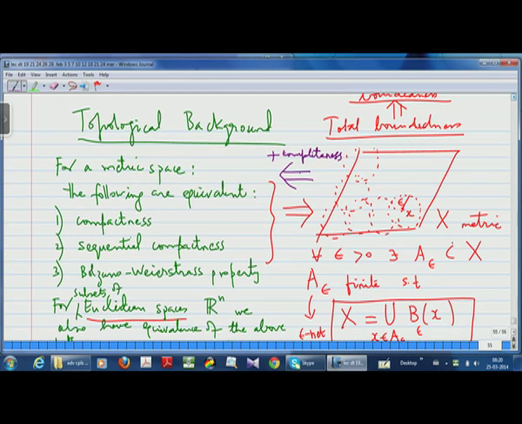So let me again recall very briefly the topological background that I gave you last class. If you start with a topological space, there is this notion of compactness, namely, every open cover has a finite subcover. That's a very general notion, and it can be defined for any topological space, because all you need for the definition is the idea of open set, which is fundamental to any topological space.